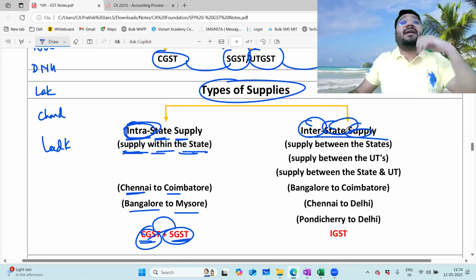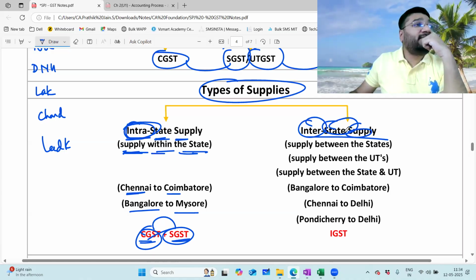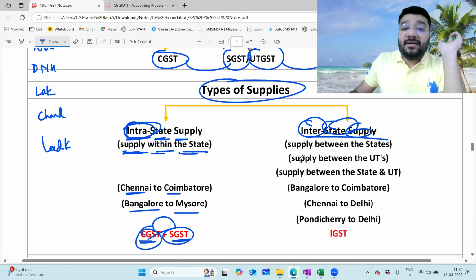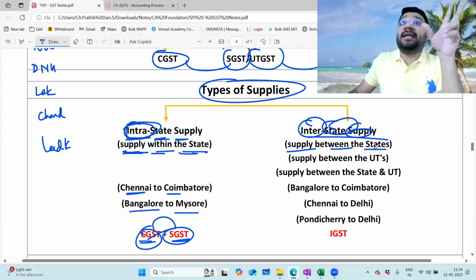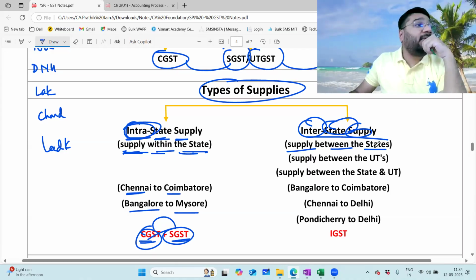interstate supply. Interstate means what? Between two states. Supply between states. Tamil Nadu, Karnataka. Karnataka, Maharashtra. Andhra, Rajasthan. Like that. Between states is called interstate supply.